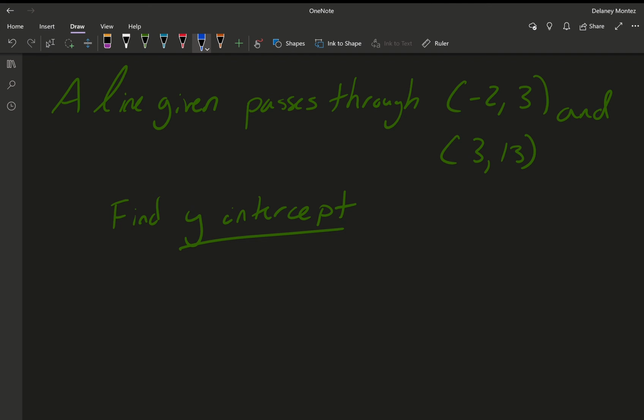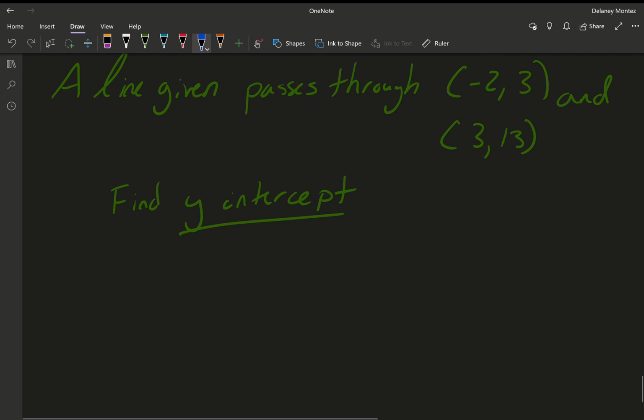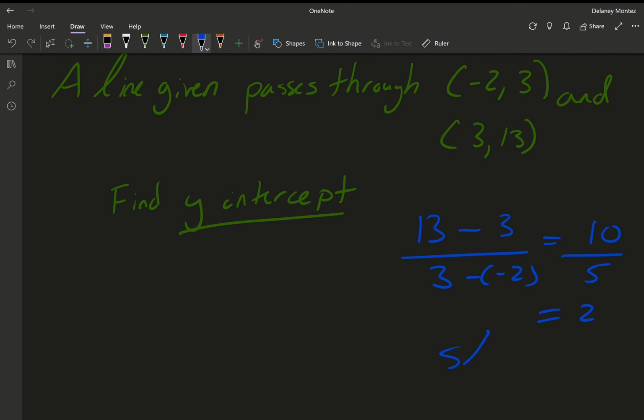Okay, so hopefully everything went well and you have an idea of what we need to do. We have 2 points, right? So automatically you can find the slope. You have your rise and your run. Your rise here is going to be 13 minus 3, and you'll do 3 minus -2, so this is going to be 10 over 5, right? So your slope is 2.